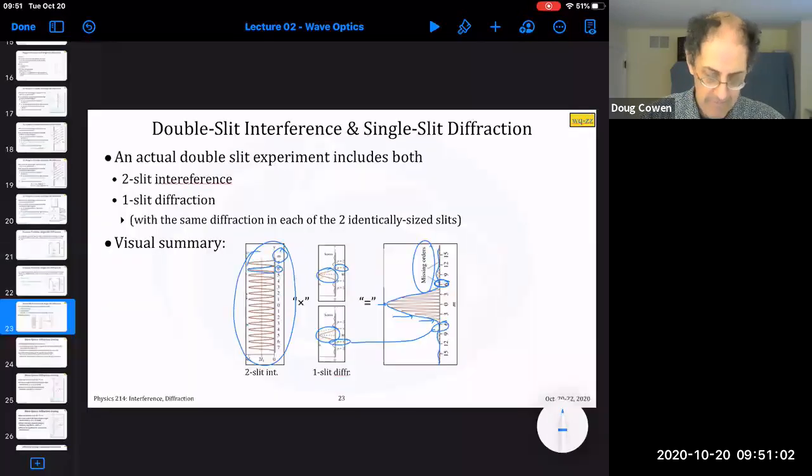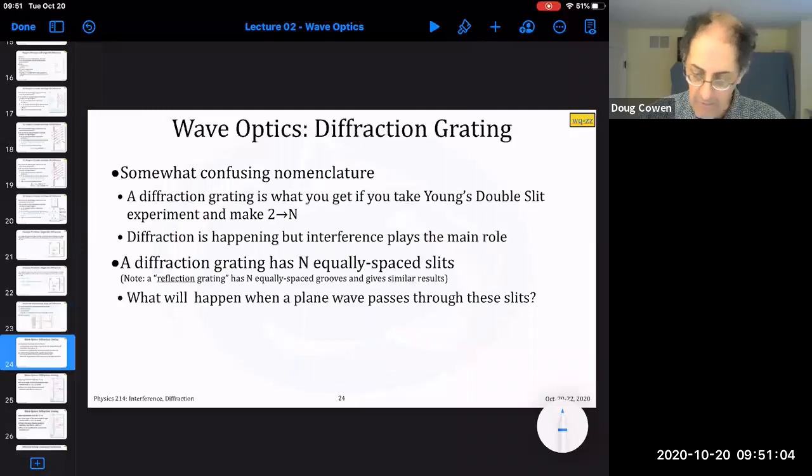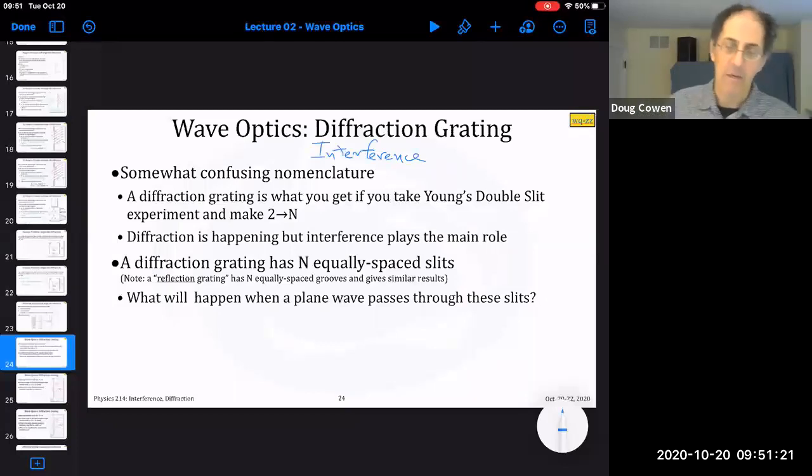All right. So what I'd like to do next in the remaining few minutes is talk about an application of this idea, something called the diffraction grating, which really should be called an interference grating, because what's really going on is interference. Although diffraction does happen, interference is the main effect. So it's basically what happens when you take a double slit experiment and you make, instead of 2 slits, n slits.